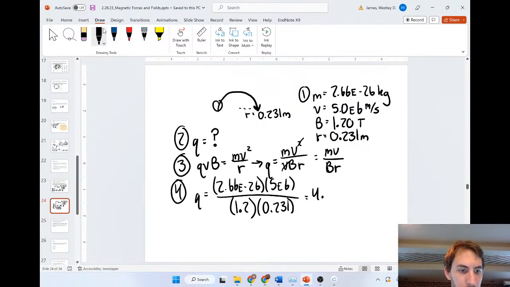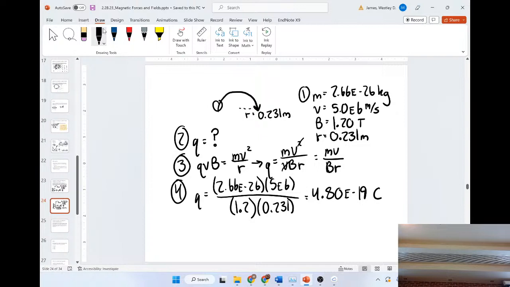All right, and with some rounding, because these numbers weren't perfect, the number comes out to 4.797998, which rounds to 4.80 times 10 to the minus 19 coulombs.